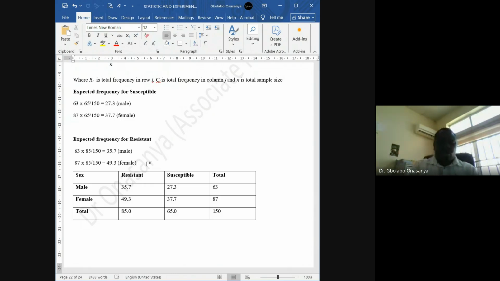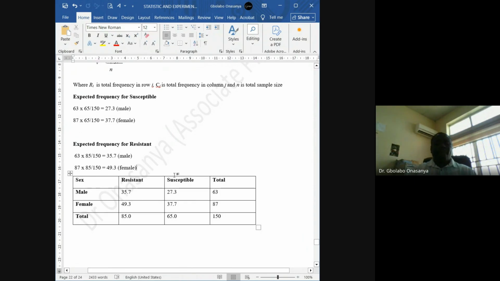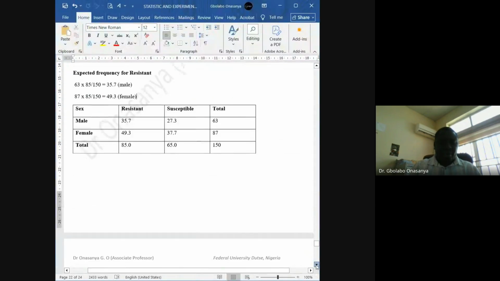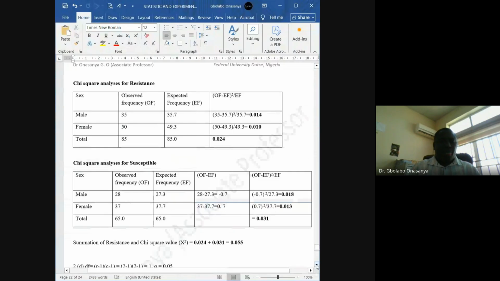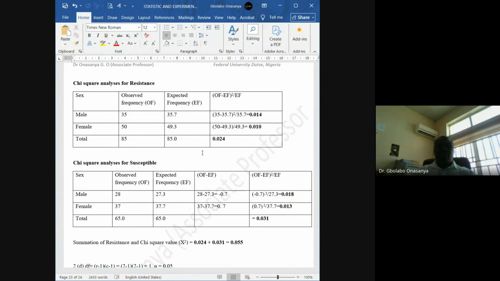Let us key this into the table. You see here now, we have resistant and susceptible expected. So for expected for male, you see resistance there. Now, we will use this to go further and calculate the chi-square, because we need expected and observed to calculate the chi-square. We calculate the chi-square for resistance, calculate the chi-square for susceptible, and add them together. Then we get our chi-square value.